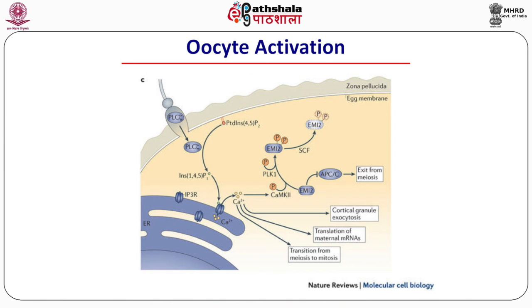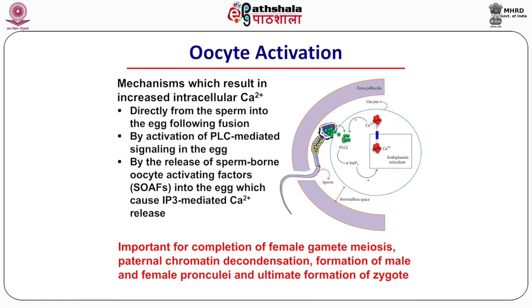The calcium ions in the cytoplasm act on the cortical granules and allow them to release their content, because of which zona hardening takes place, which we have just discussed. Another theory says that the increase in the intracellular calcium, which leads to oocyte activation, could be because there is a direct entry of calcium from the sperm into the egg following fusion. The other hypothesis is that there is a release of sperm-bound oocyte activating factors into the egg, which cause this increase in IP3 mediated calcium release.